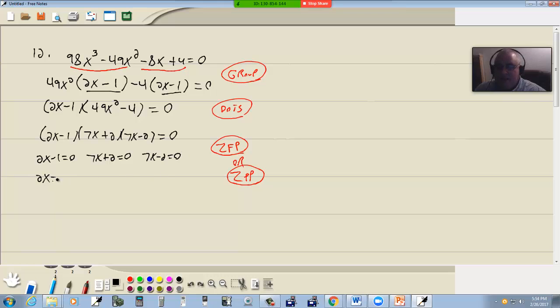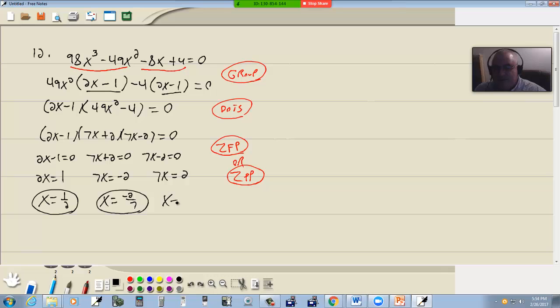Here I'll take negative 1 over, it becomes a positive 1, divide both sides by 2, you get 1/2. Here I'll take 2 over, it becomes a negative 2, divide both sides by 7, and you get negative 2/7. Here I'll take a negative 2 over, it becomes a positive 2, and divide both sides by 7, and you get x equals positive 2/7. And those would be our three answers. Let me erase that.